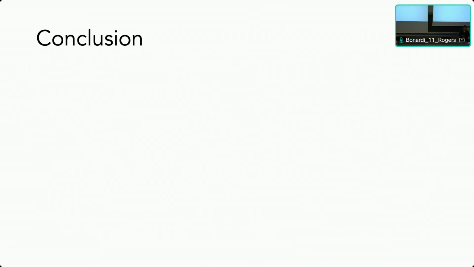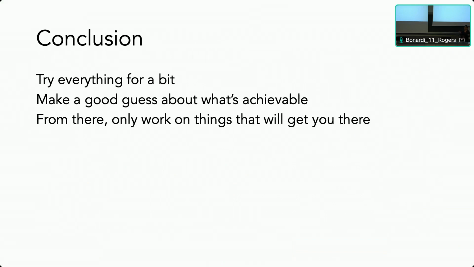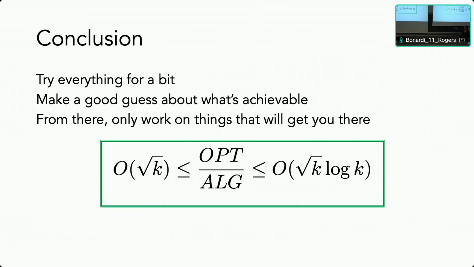So if you want to squint at this talk and take away some life advice, which I don't necessarily recommend you do, but I did: try everything for a bit, make a good guess about what you can achieve, and then only work on things that will get you there. But this is a theory talk, and really the conclusion is just that the competitive ratio for this problem is between square root k and square root k log k. Thanks, and I'll answer any questions.